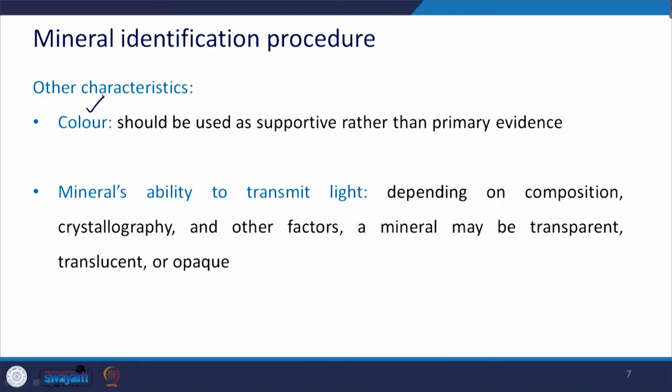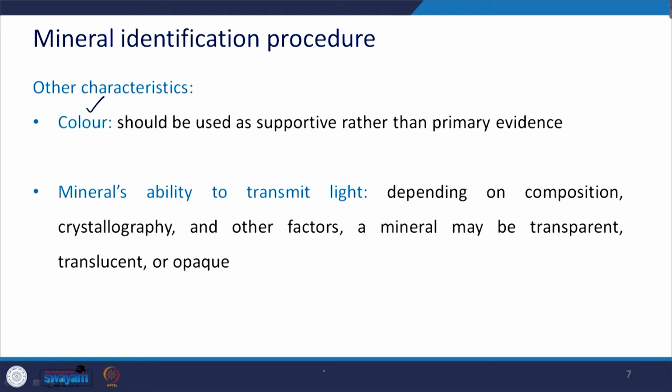Other characteristics which can be used to identify the mineral, one of the important ones is the color of the mineral, but then we need to keep in mind that this characteristic should be used as supportive rather than the primary evidence. The primary evidence should come from the earlier 3 procedures that have already been explained to you.